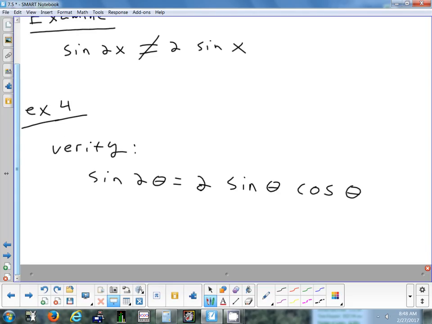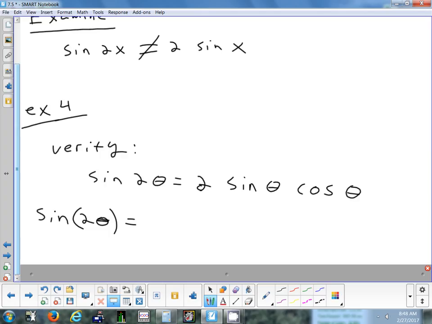Okay, and I think the last one I'll do is example 4. I want to verify that sine 2 theta equals 2 sine cosine. So my hint is I want to start with this. Can anybody think of a way to rewrite 2 theta using a formula we've learned? Think about a calculation you could do where the result would be 2 theta, besides 2 times theta. Something other than that. Yeah?